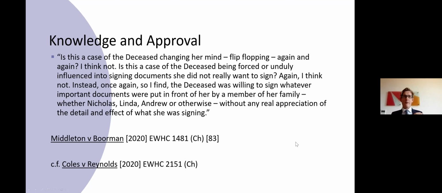Just to row back from what I've said in relation to Middleton and Borman, perhaps to dash some hopes, Coles and Reynolds is another case. That's a dismissal of a knowledge and approval claim. There was heavy involvement in the production of the will by the beneficiary, i.e. the defendant in the claim, but nevertheless, the judge said, look, the deceased gave the instructions herself, and in that case, the presumption applies, and so the knowledge and approval claim failed.